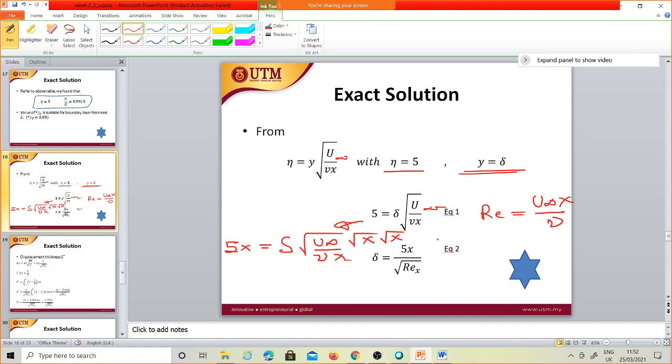This one, right? So you have root over of this. In this one, the root over x on the inside and the lower one, the root over x, will be cancelled out. So if you do the simplification this way, you can write delta like this. Your boundary layer thickness is 5x, where x is the position, divided by root over Re_x. This equation is known as the Blasius form to calculate the boundary layer thickness. Okay, this is the form to get the boundary layer thickness.